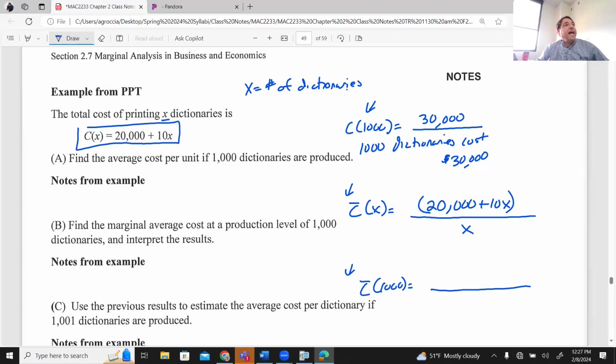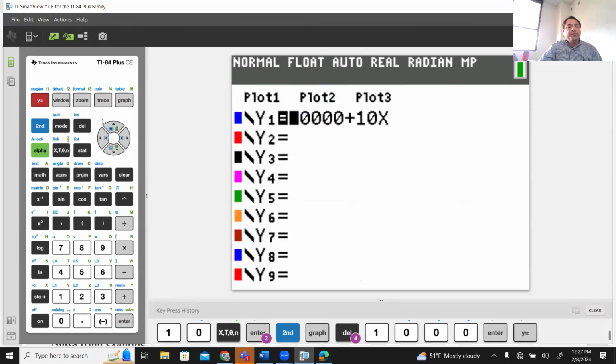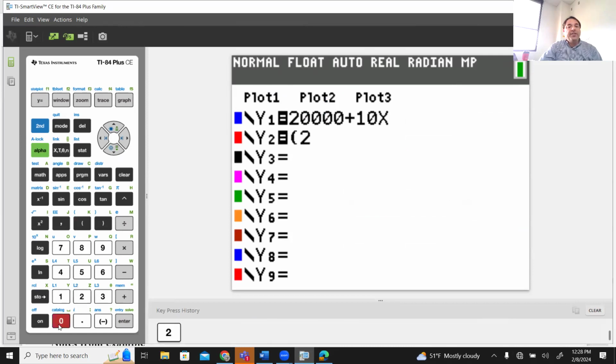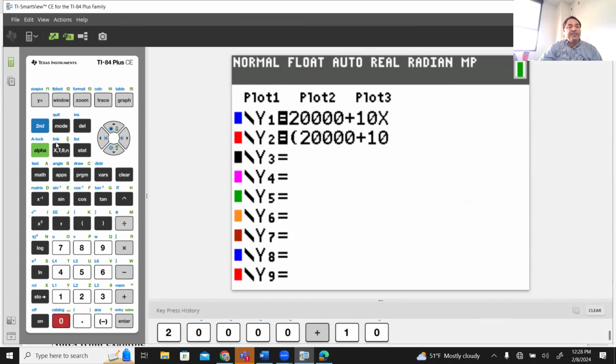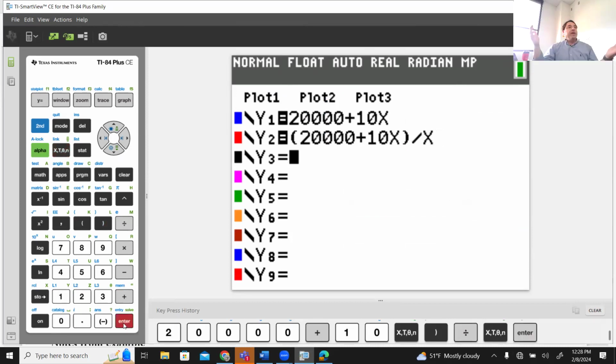So I'm literally going to put that in my calculator. I'm going to go to y equals, and put parenthesis, 20,000 plus 10x, close parenthesis, divided by x. That's average cost, right? It's just cost divided by x. If it was revenue, revenue divided by x. Profit, profit divided by x. It's just cost divided by x.